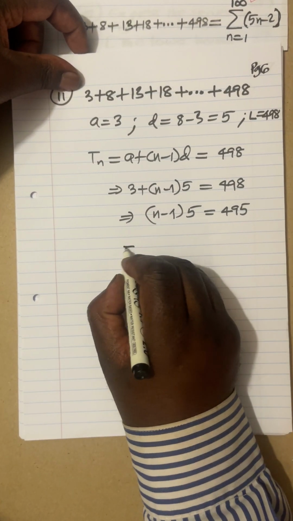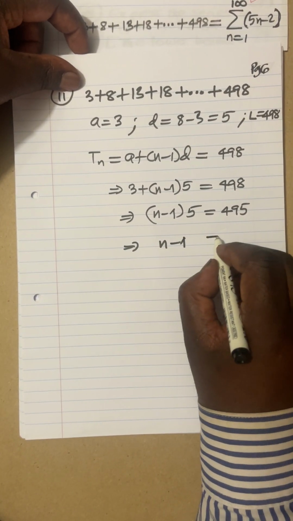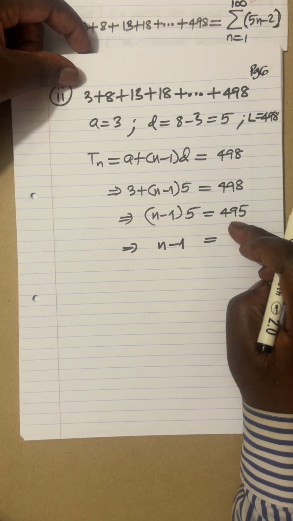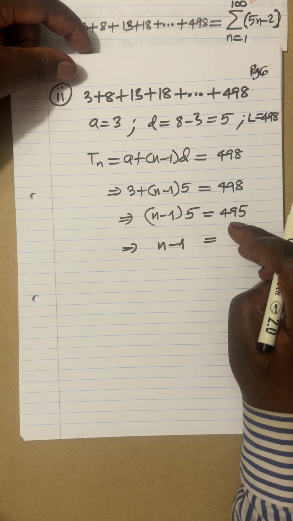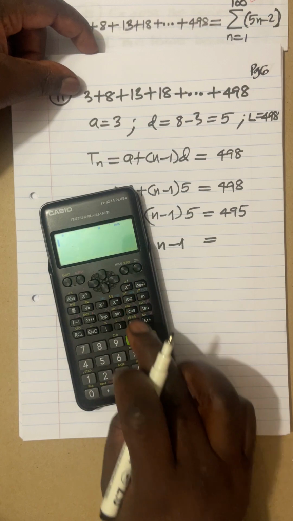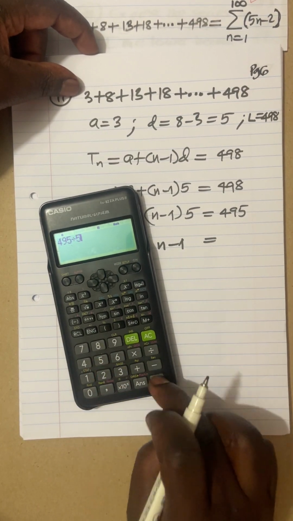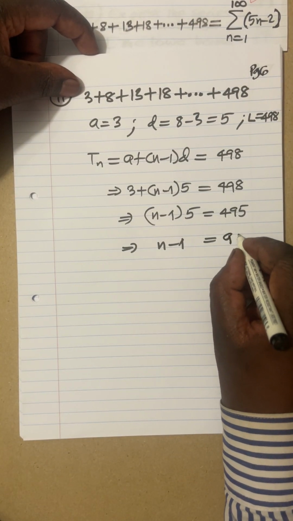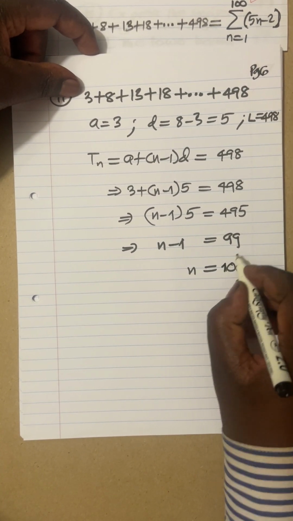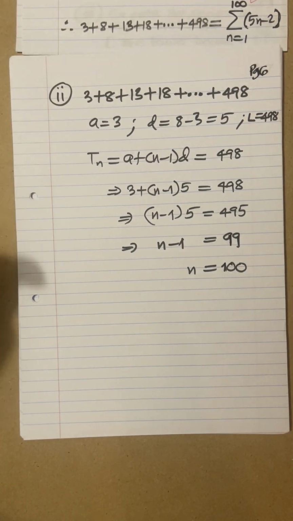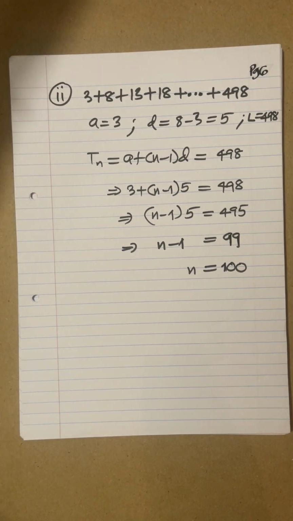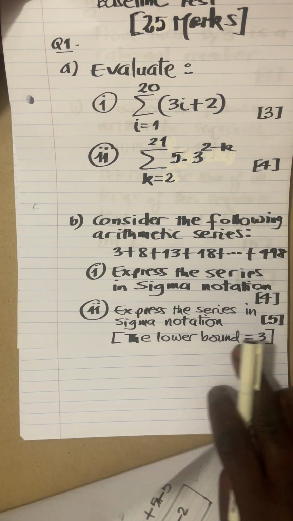Divide by 5 both sides, you're going to have n minus 1 is equal to 495 divided by 5. 5 into 45, that's 9, remainder 4, into 45, that's 9. So that should be 99. Let's just check here. It's 495 divided by 5, the answer is 99, correct, 99. And then add 1 on both sides, you're going to find n equals 100. This is what we already determined in part 1. But now the question says the lower bound being equal to 3. Here it is. It says the lower bound is equal to 3.